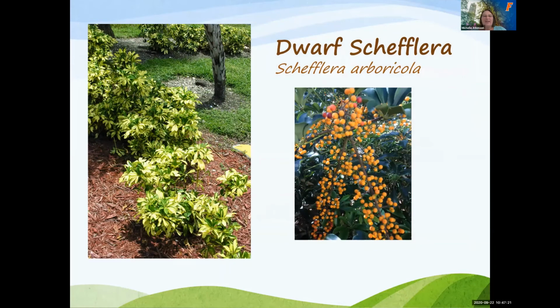Dwarf Schefflera is another really strong drought tolerant plant. It's woody, so it can last for a good while. Even when it does show some drought stress, it tends to recover from it pretty quickly.